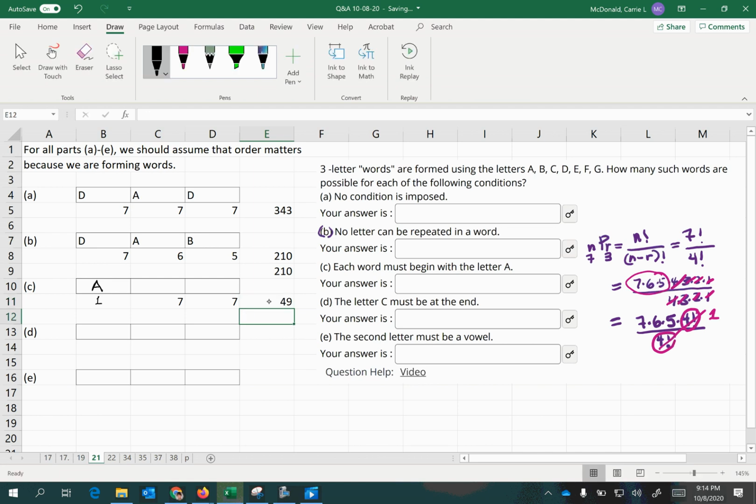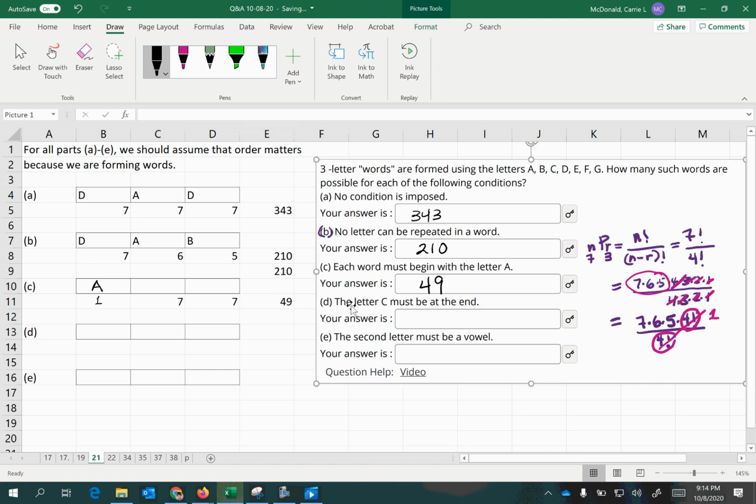So far we have 343 for part A, 210 for part B, and 49 for part C. Part D says the letter C must be at the end. That's the same kind of scenario, and it comes out mathematically the same, because the last letter is predetermined. We only have 1 choice, and we still have 7 choices for the other 2. So it's still going to be 49.